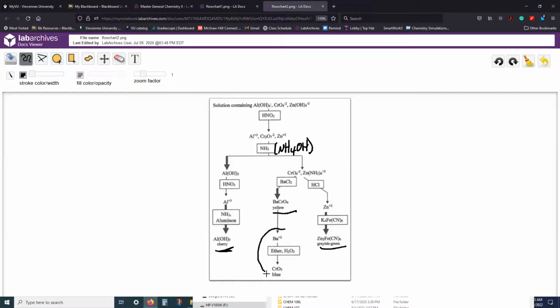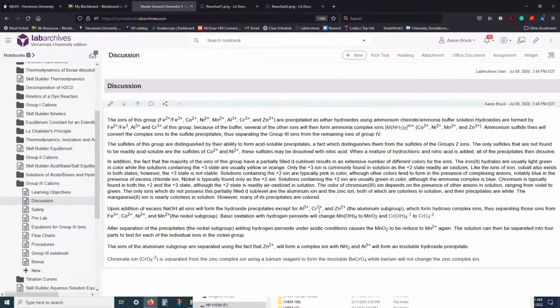For now, we're going to ignore this step down here. That will only get used if we are absolutely unsure of the presence of the chromium. The primary reason we're not going to mess with it too much is because the ether is kind of a nasty compound and we don't want to use it unless we absolutely have to. So that's what's going on in this experiment from an experimental standpoint.